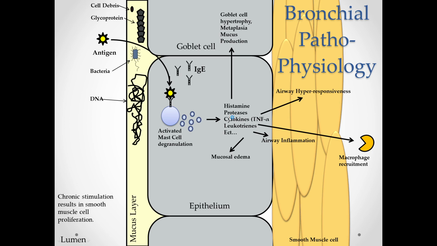That leads to histamine and protease release, and also cytokine release and leukotrienes. So if you take an antihistamine, you're really trying to reverse this histamine effect here. All these together do several things. They lead to goblet cell hypertrophy, metaplasia, and enhanced mucus production. They cause airway hyperresponsiveness. They cause smooth muscle cell constriction. They recruit macrophages to the local area. Remember, inflammatory cytokines recruit macrophages to the local area. They cause airway inflammation that further contributes to bronchial narrowing, and they cause a mucosal edema that further contributes to bronchial narrowing.